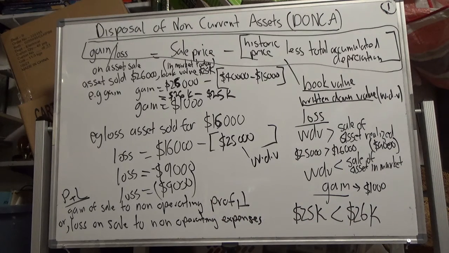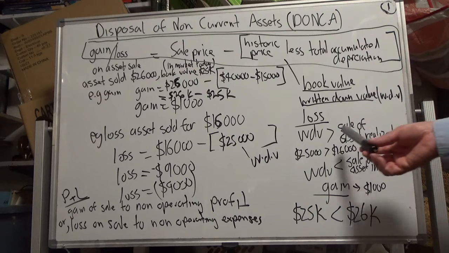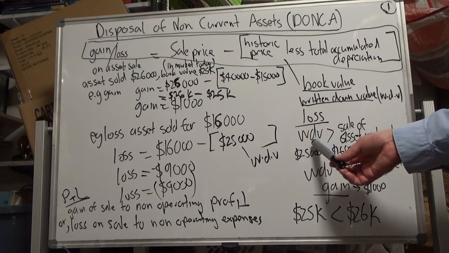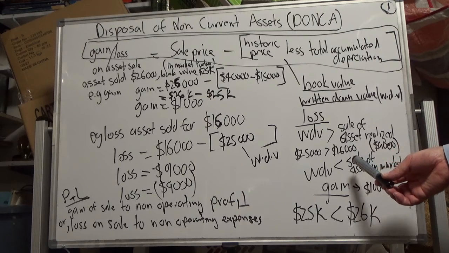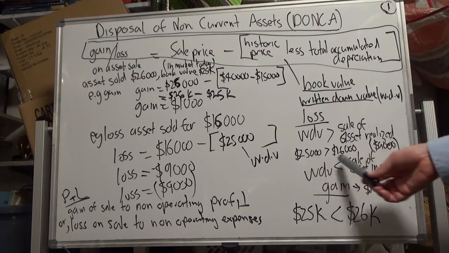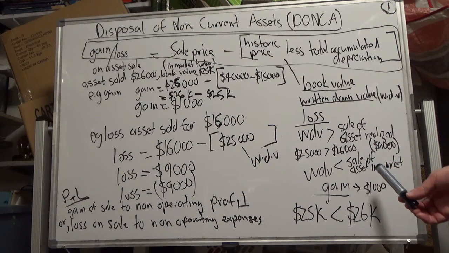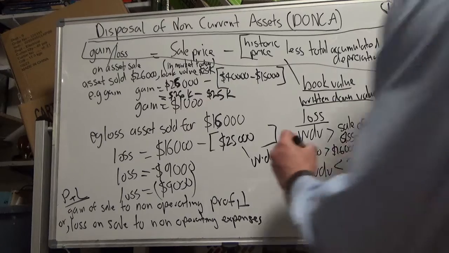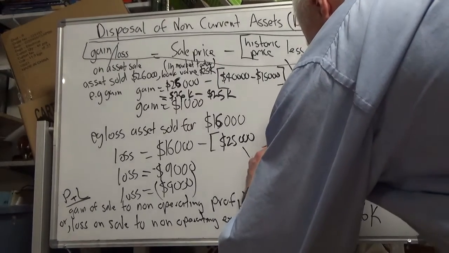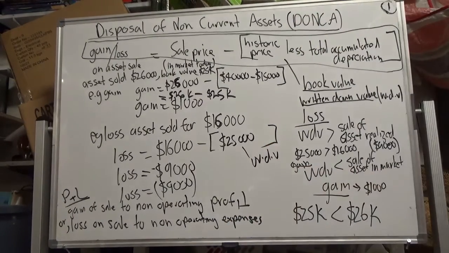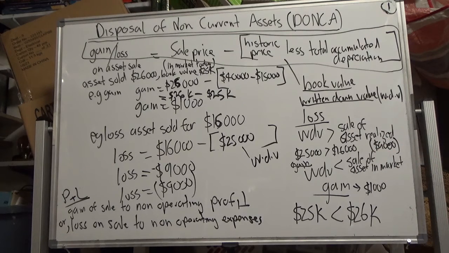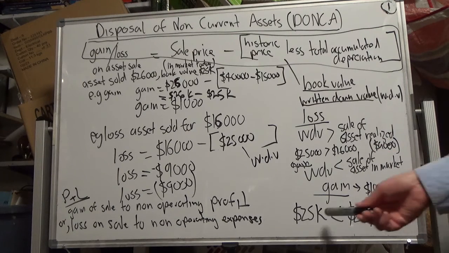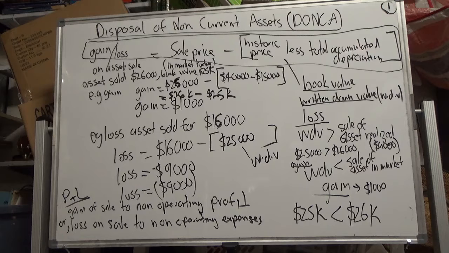And just explaining this, yeah, so loss situation, written down value, book value greater than the sale of the asset realised, 25,000 greater than 16,000. But again, this is where the sale of the asset realised is greater than the book value, giving you a gain. 26k is greater than 25k, as we mentioned.